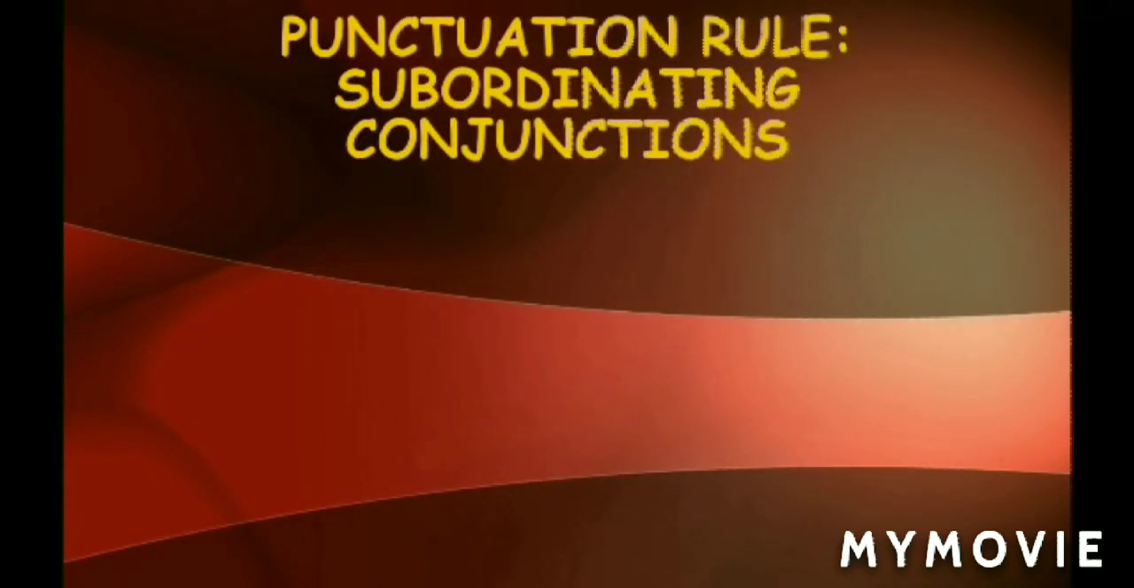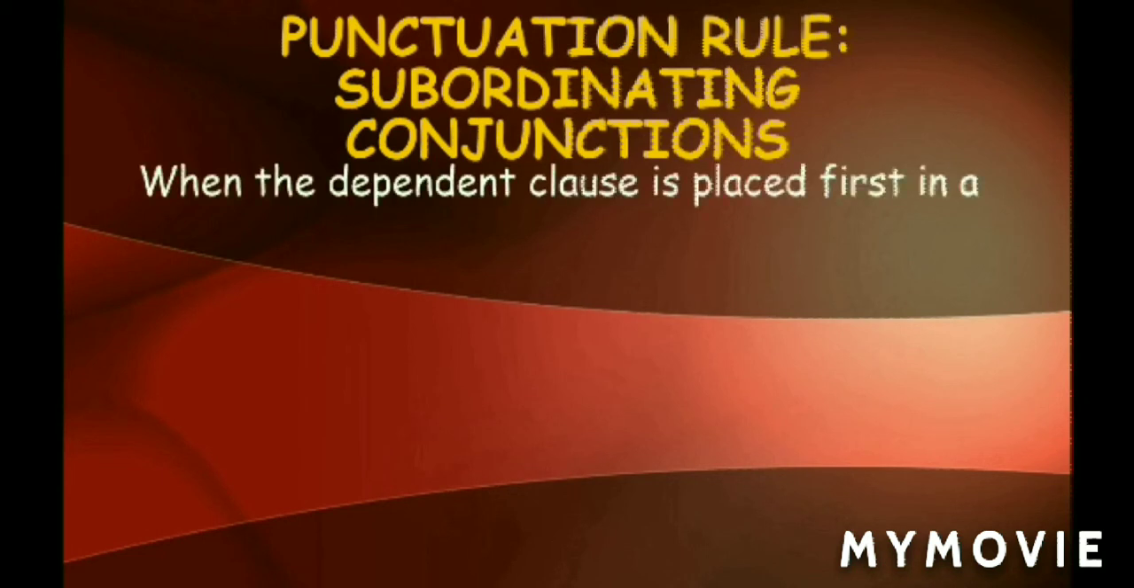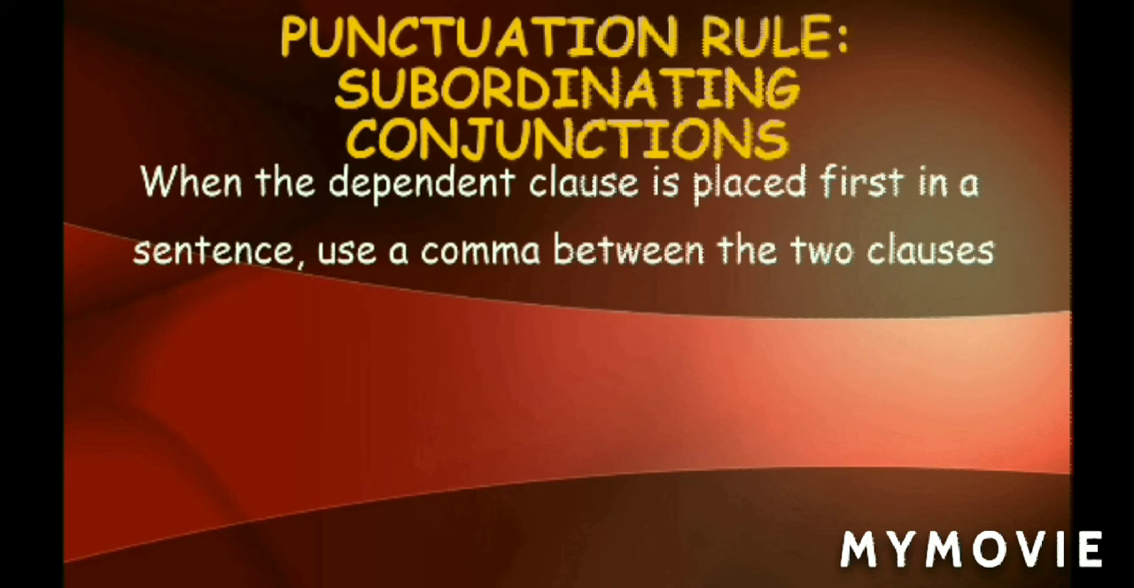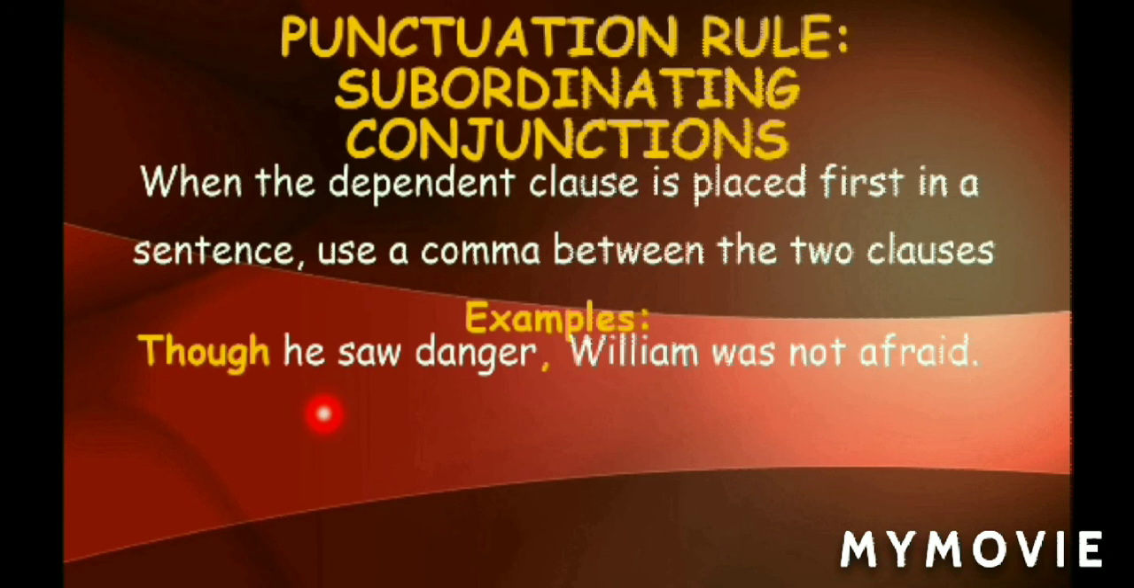Punctuation rule for subordinating conjunctions. When the dependent clause is placed first in a sentence, use a comma between the two clauses. Examples: though he saw danger, William was not afraid. Though is a subordinating conjunction, and it begins a dependent clause. That's why a comma is placed after it.